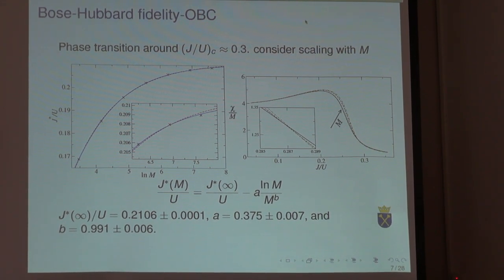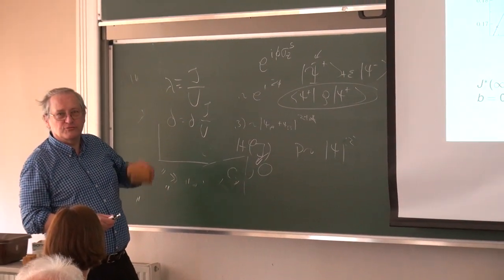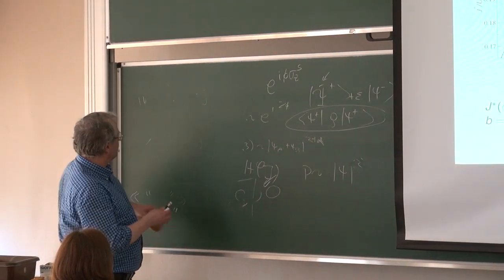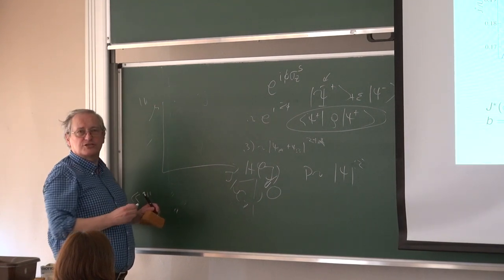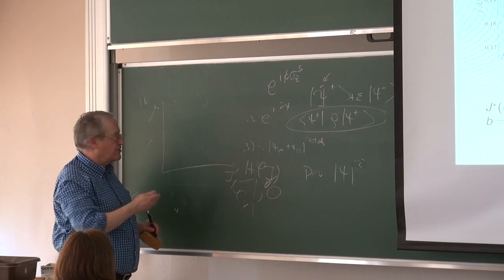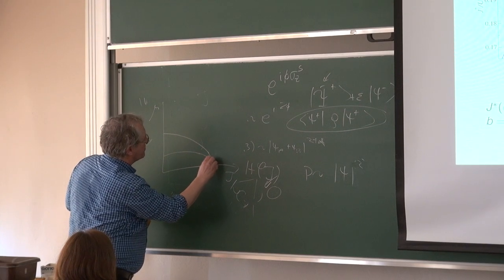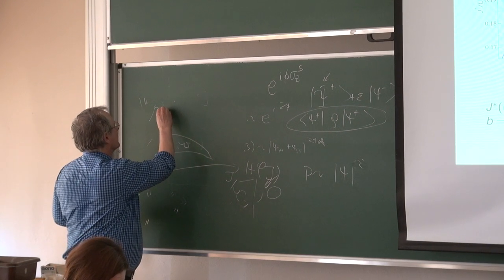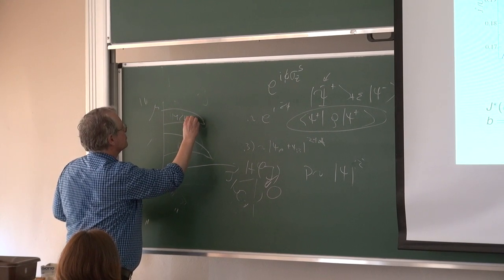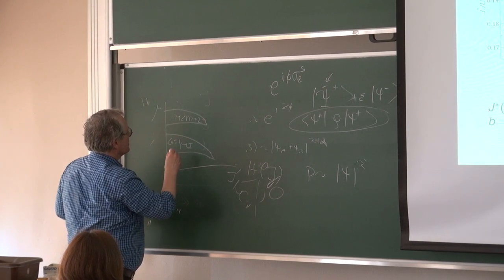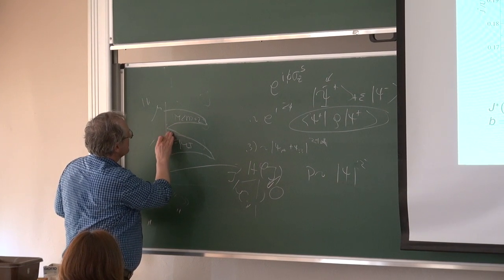On the tip, which means that if you plot this J over U, and here you have chemical potential, the plot looks like this. This is Mott insulator, the rest is superfluid. This is Mott insulator for average n equal to 2. This is average n equal to 1. They should touch here somehow, like this.